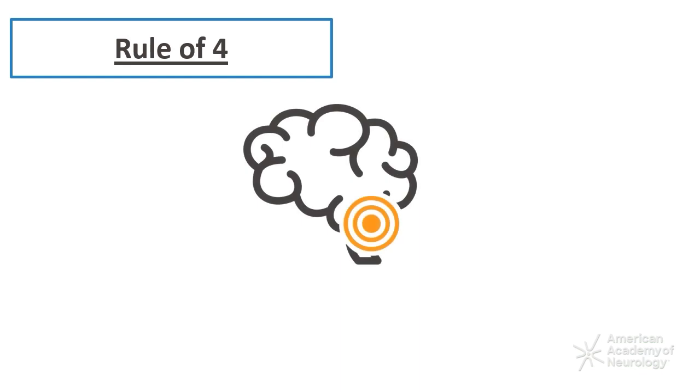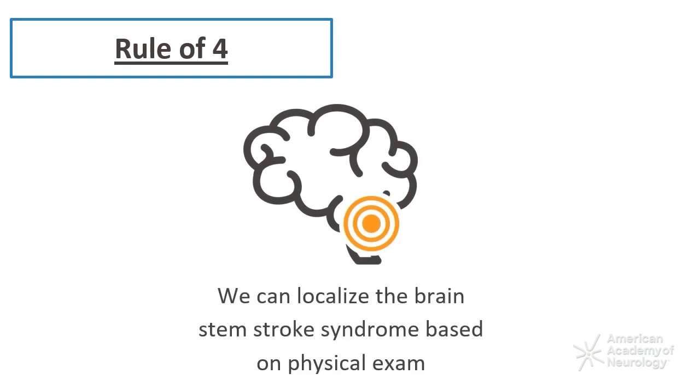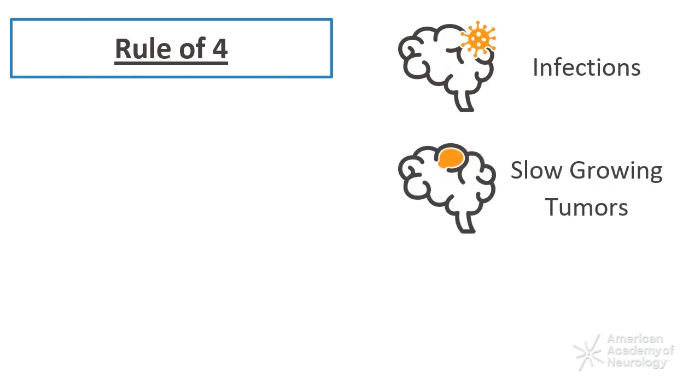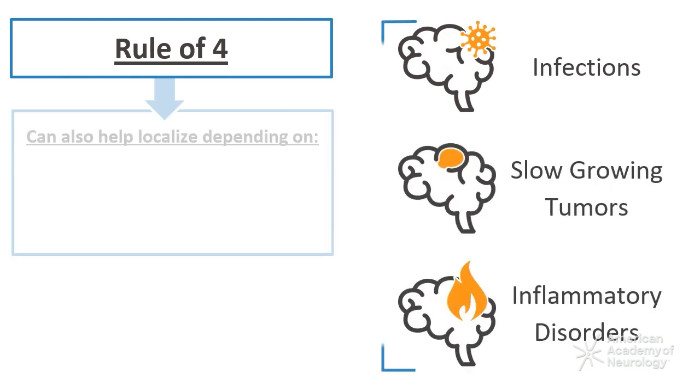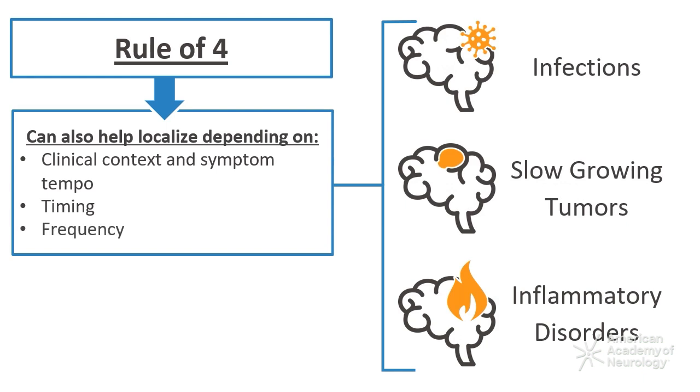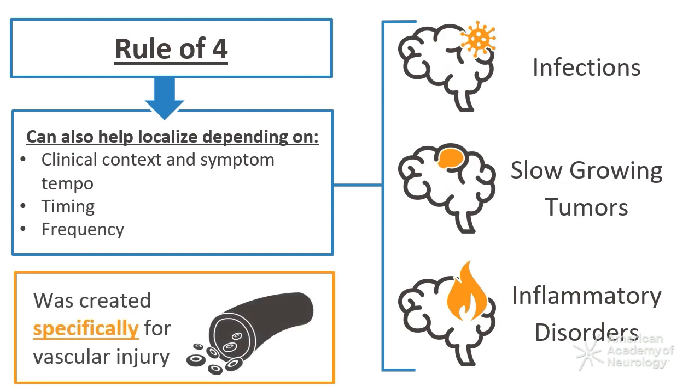Using the rules of 4, one can use the findings on physical exam to localize areas of dysfunction within the brainstem. Matching the area of dysfunction with the vascular distribution can help with localizing and diagnosing a specific brainstem stroke syndrome. Other brainstem pathologies, such as infections, space-occupying lesions, or inflammatory disorders, can also be localized based on the rule of 4 depending on clinical context and symptoms, tempo, timing, and frequency. But the rule of 4 was created specifically for vascular injury as highlighted in this case.